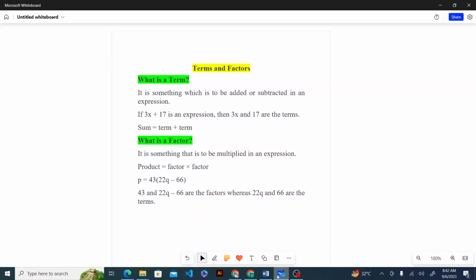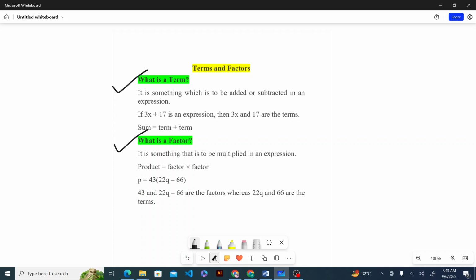Today is the day for an easy lecture. Today we are going to see very easy things. Firstly, we are going to see what a term is, and then we are going to see what a factor is. So let us see first what a term is. Terms and factors are both included in an algebraic expression or equation.